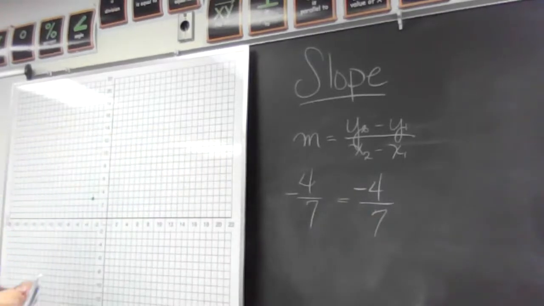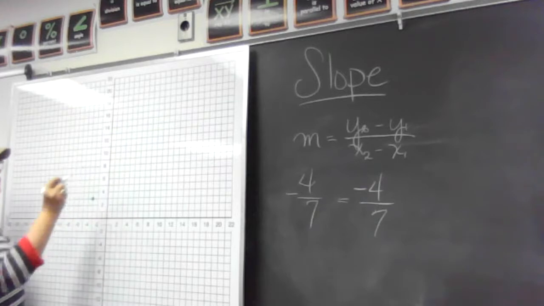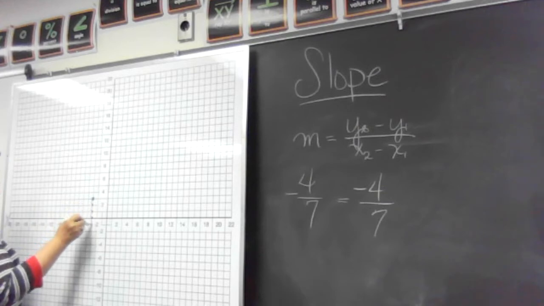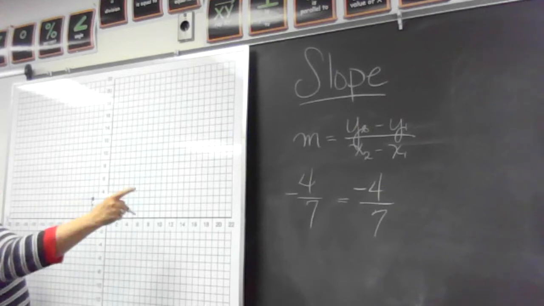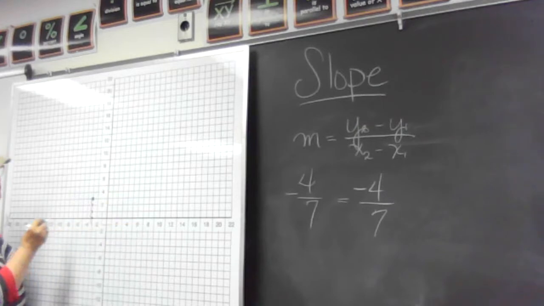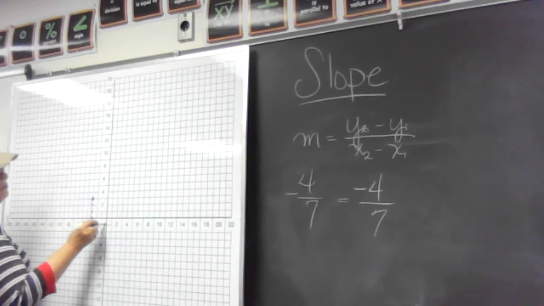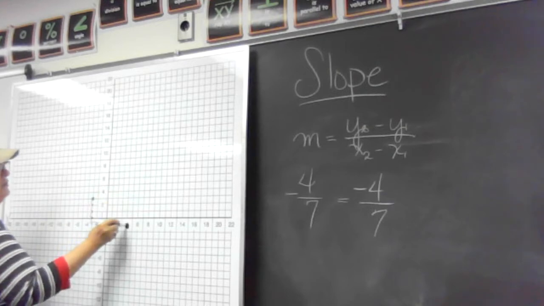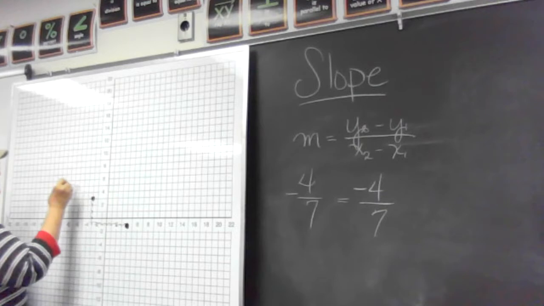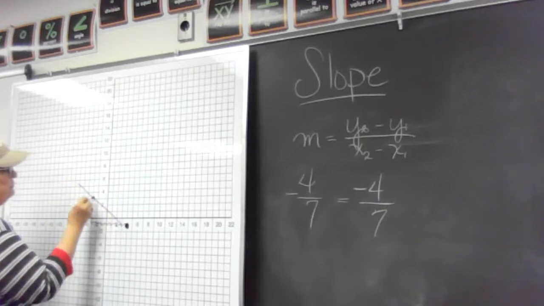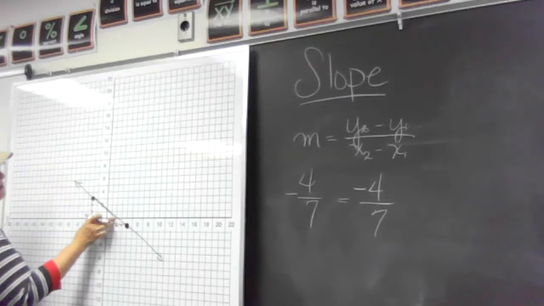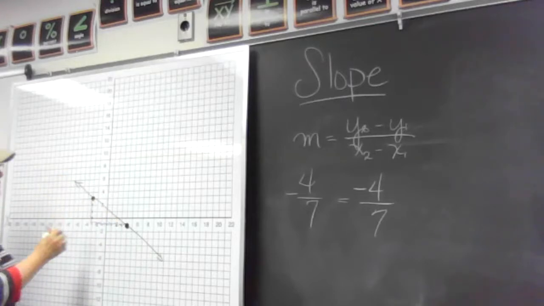So from that point, I'm going to rise -4, which means I'm actually going to go down 1, 2, 3, 4, and then the 7 is positive. So I'm going to run to the right 7. 1, 2, 3, 4, 5, 6, 7. And there's the other point. Here are 2 points that have that slope. Now what we're going to do is make the other one a negative and see what happens.